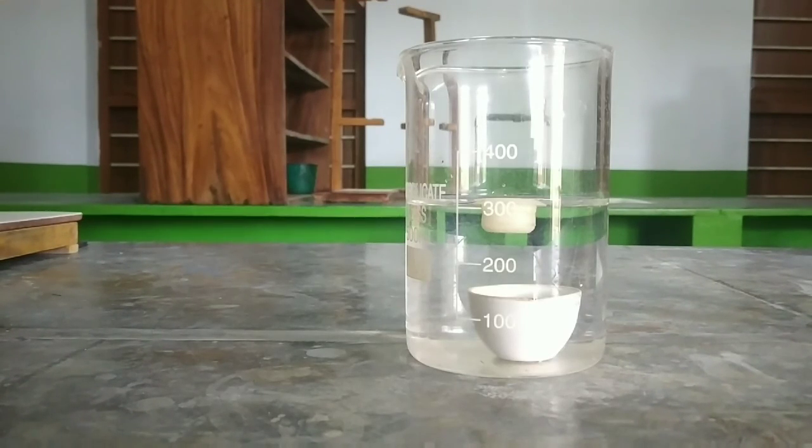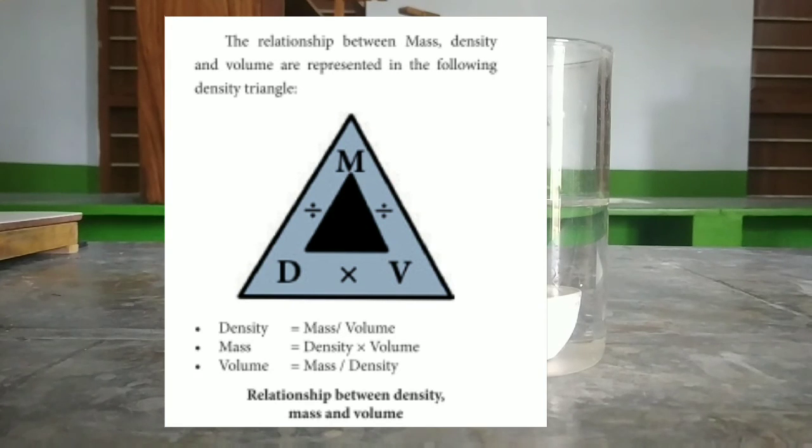Next one is the relationship between mass, density and volume. Density is equal to mass per volume. Mass is equal to density into volume. Volume is equal to mass per density.